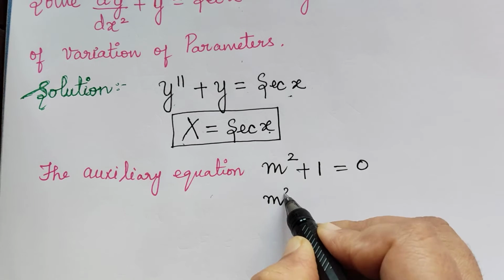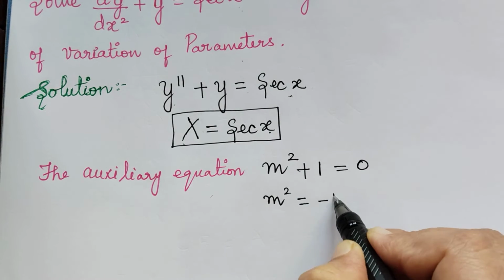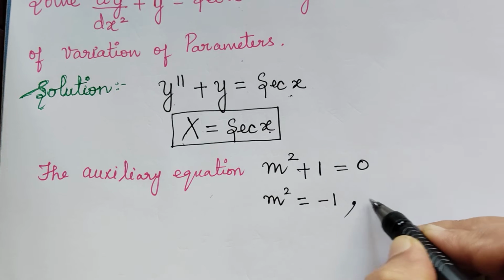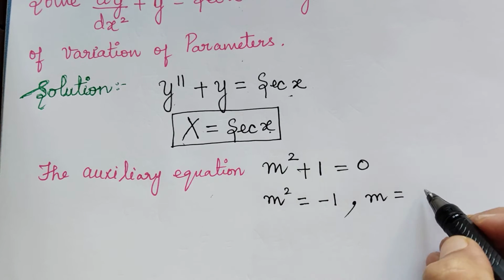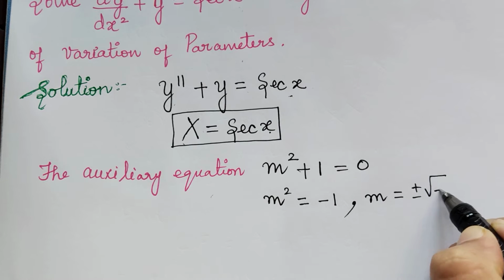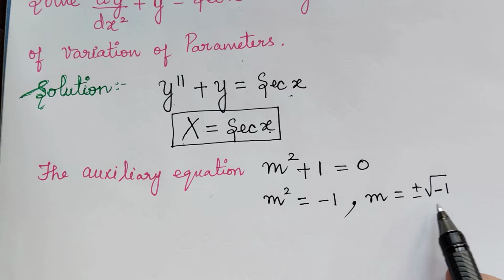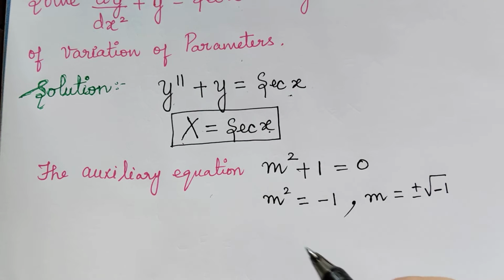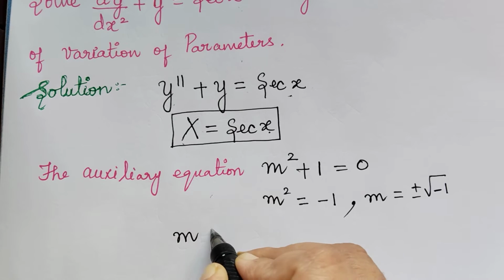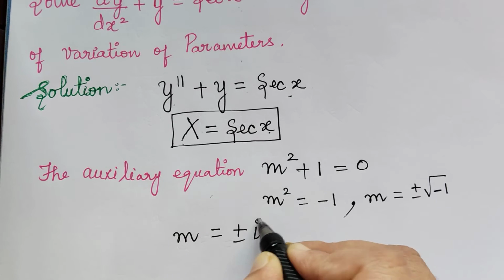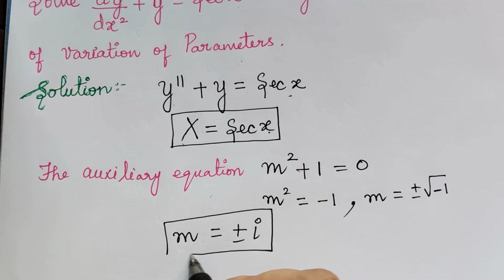From this, m square will be equal to negative 1. And so m will be equal to plus or minus square root of negative 1. But what is square root of negative 1? It is i. Therefore, the values of m are equal to plus or minus i. So we have obtained imaginary roots.